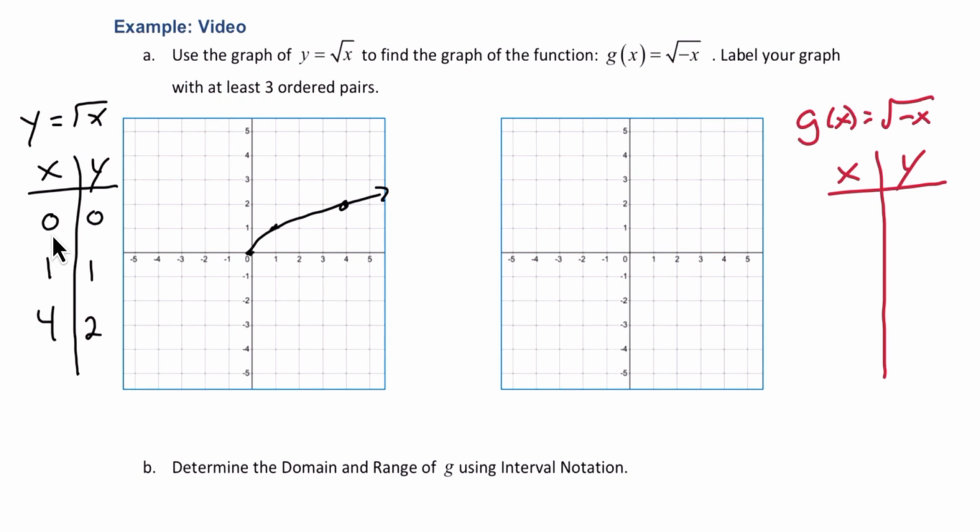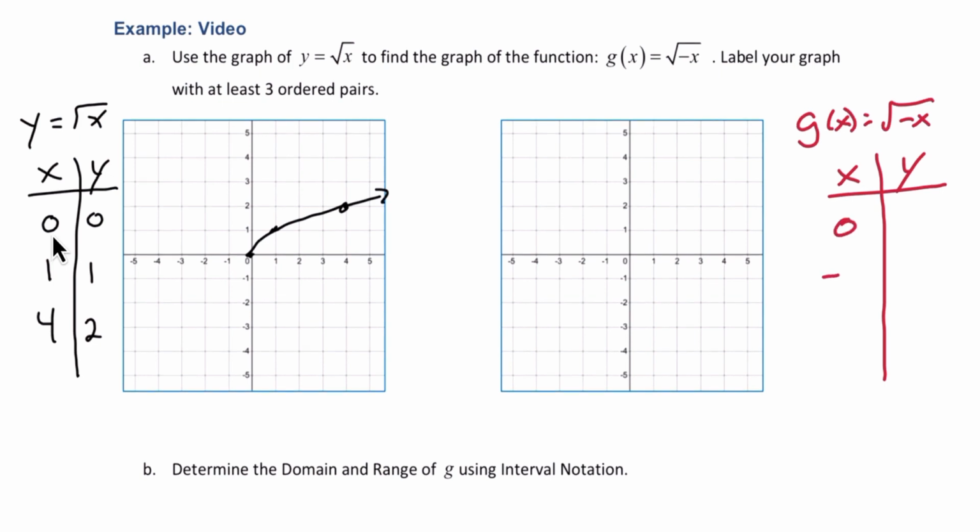So 0 divided by -1 is 0. 1 divided by -1 is -1. 4 divided by -1 is -4. The y values stay the same. So we have (0, 0), (-1, 1), and (-4, 2). And we have a reflection across the y-axis.